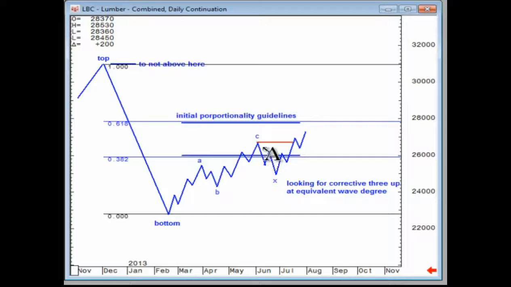Because this was a 3, you're now looking for a double. For X, you're now looking for a second ABC, like this one, a 5, 3, 5. You have 5 up. That must only be wave A. So you've got to have another pullback in 3 and another rise in 5 to not above there. Hopefully not a whole bunch above there.